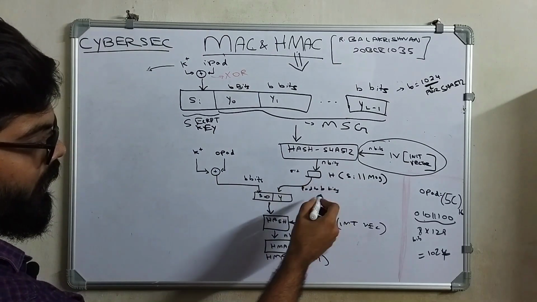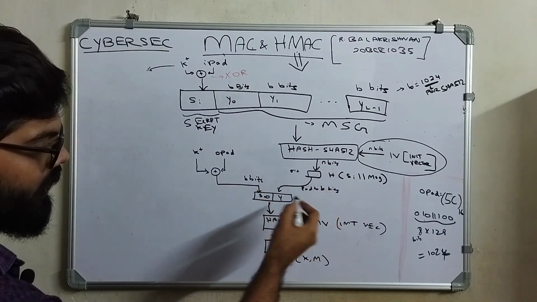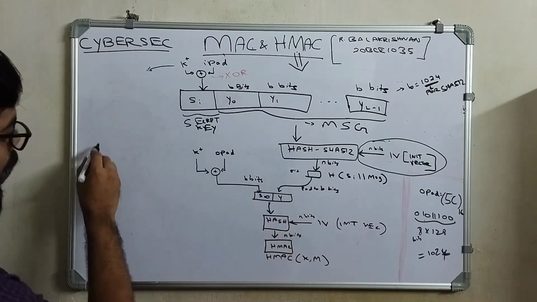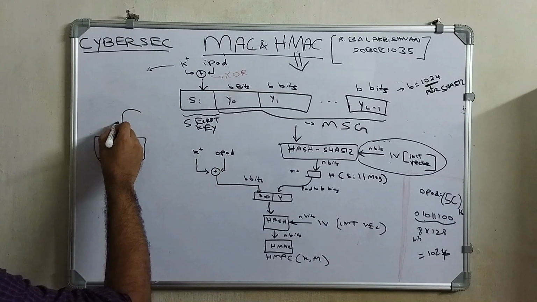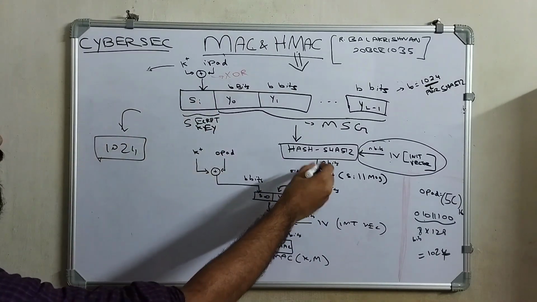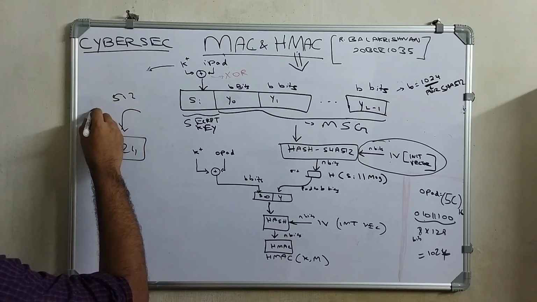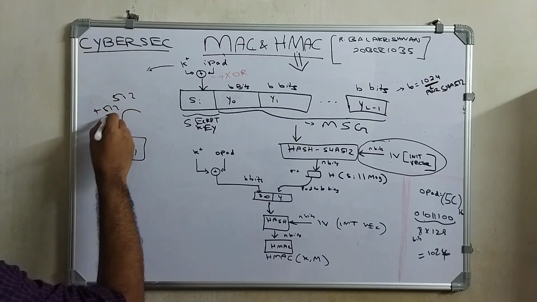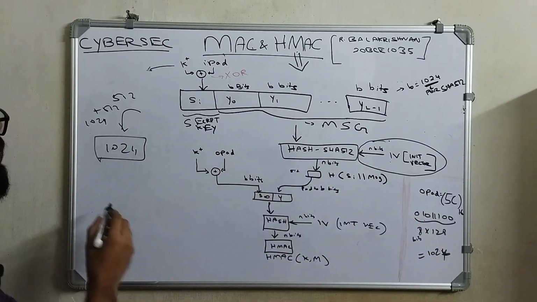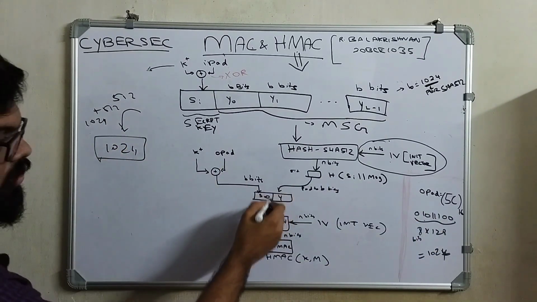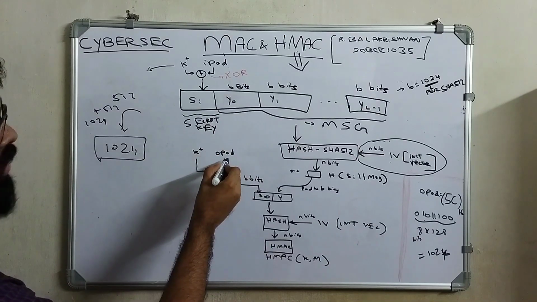Now again we will be doing the same methodology over here. As I told you, the block needs to be 1024. But what is the output? The output of the hash function is 512 bits only. So we will be padding another 512 bits in order to make it 1024 bits. So that would be one block, and one more block is again this K plus and then OPAD.